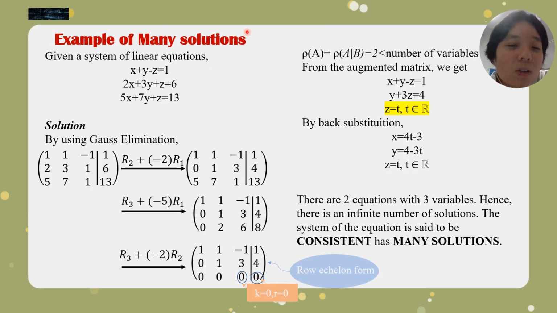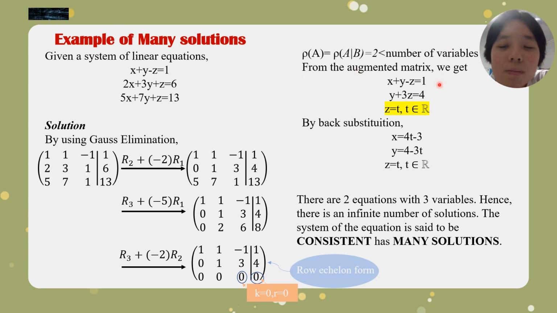Here are the examples of system of linear equation for many solutions. Also by using Gauss elimination method, we could get row echelon form reduced from the augmented matrix AB, and we can see that the last row of the row echelon form matrix is all equals to 0. Hence, we can see that the rank of matrix A equals to rank of augmented matrix AB equals to 2, which is smaller than the number of variables.